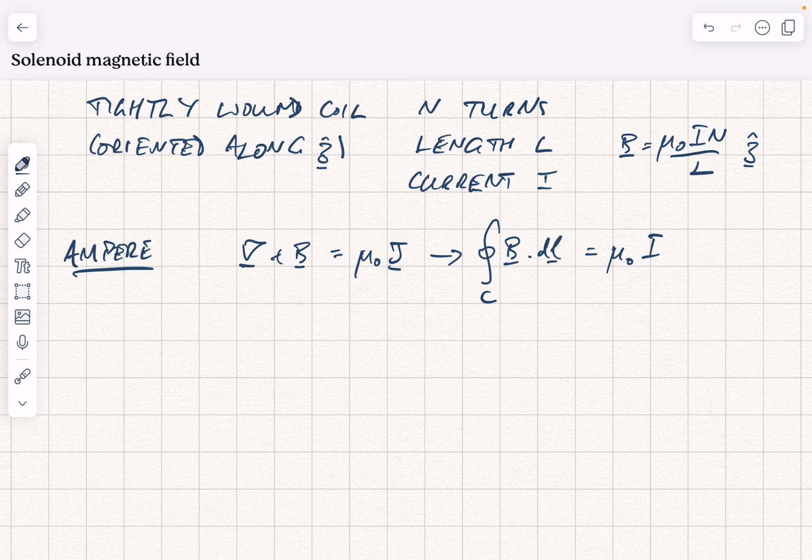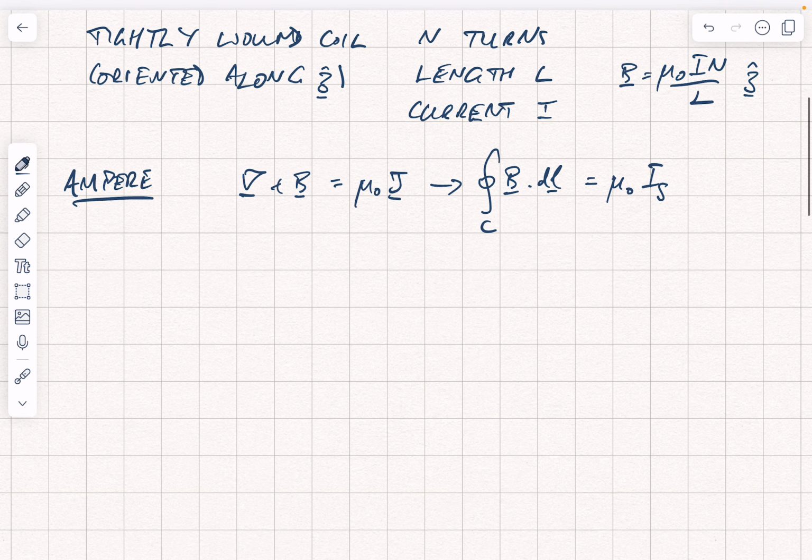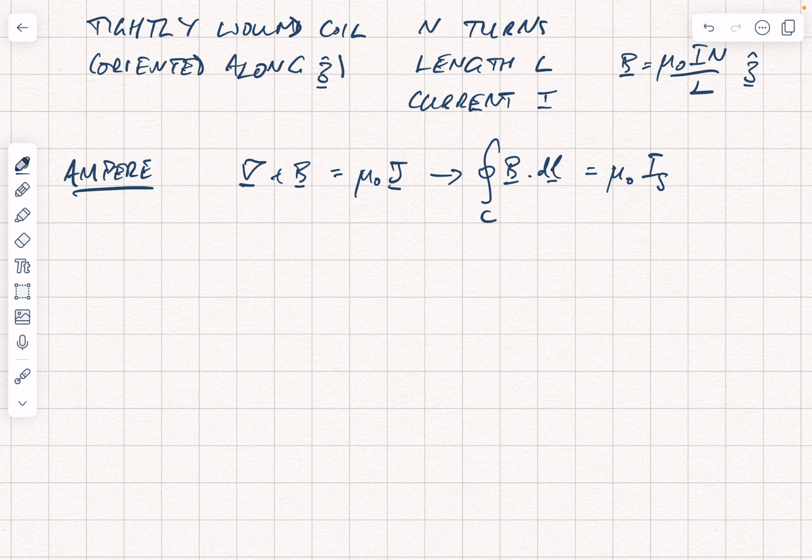Of course, we're going to have to think carefully about what we mean by I, and notice that this I here is not the same as this I here. This is the current I flowing through the surface, so let's put a little subscript S on it to make that clear. We haven't yet defined the surface or the loop. So we're going to assume that we've got a coil like this, along the z-axis. When we draw that in cross-section, we'll have the wires here.